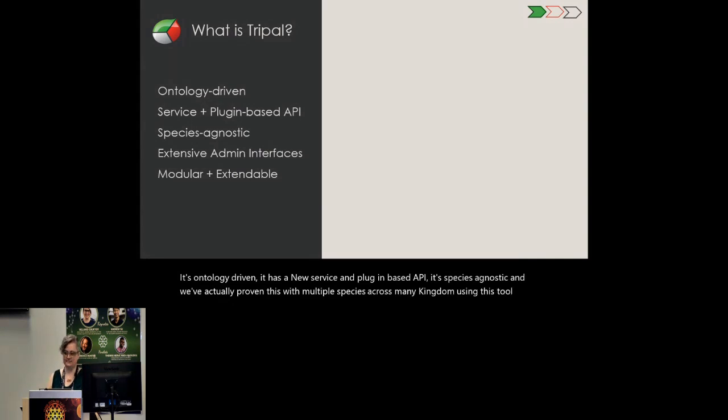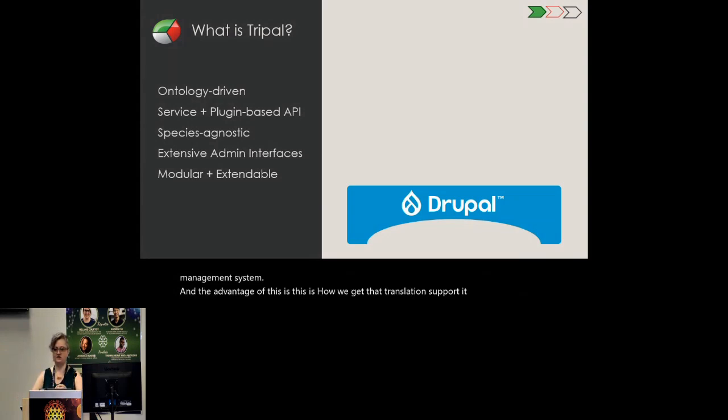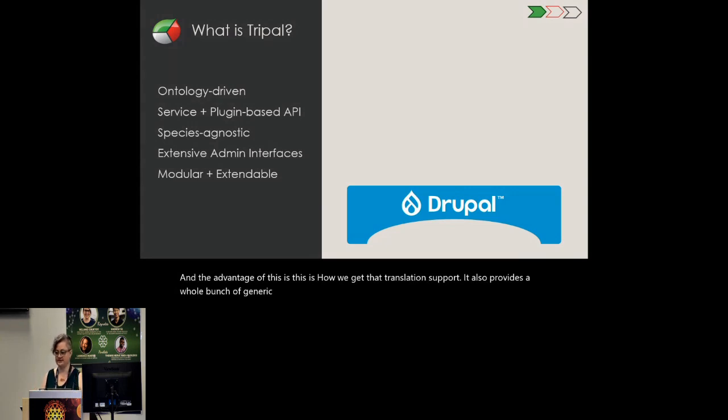It has extensive administrative interfaces for those who don't want to dive down into the code. This really helps with getting maintenance by undergraduate students, etc. And it's modular and extendable. It's built on a platform called Drupal, which is just a generic content management system. And the advantage of this is how we get that translation support. It also provides a whole bunch of generic community building extension modules. This is a huge, thriving open source community that is worldwide and has amazing security support so that you don't have to deal with stuff that you don't want to deal with.